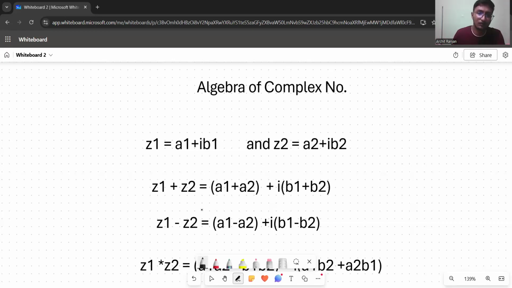And similarly, if I subtract these Z1 and Z2, we get (A1 minus A2) plus iota (B1 minus B2). Simple subtraction. It is important to note here that we are not mixing the imaginary part and the real part. This is just a complex number. There is nothing simpler than this. There's no simpler form for a complex number than this.